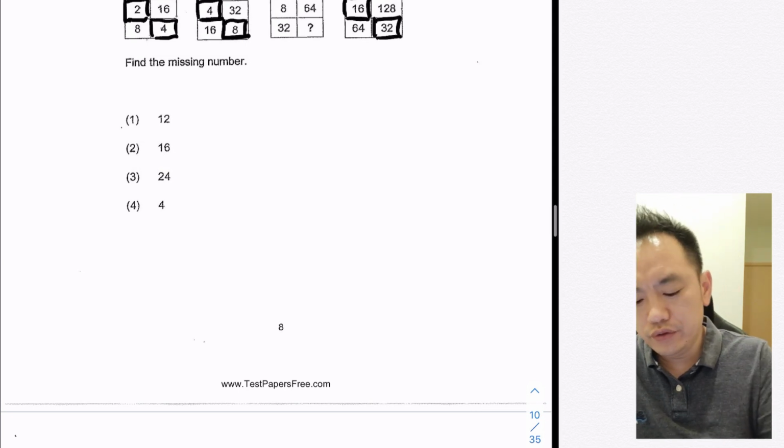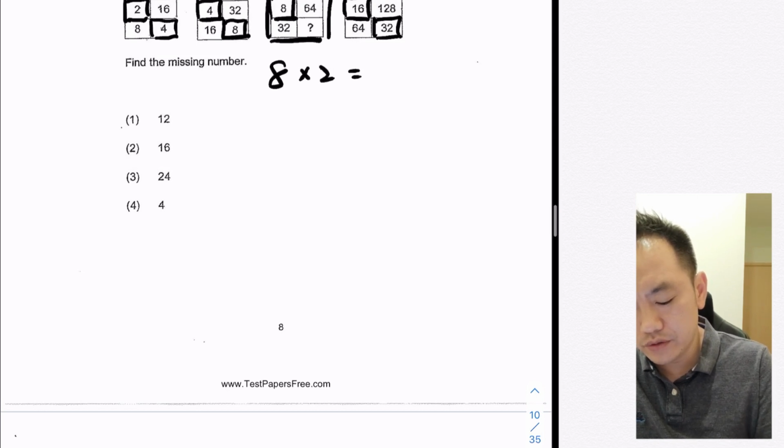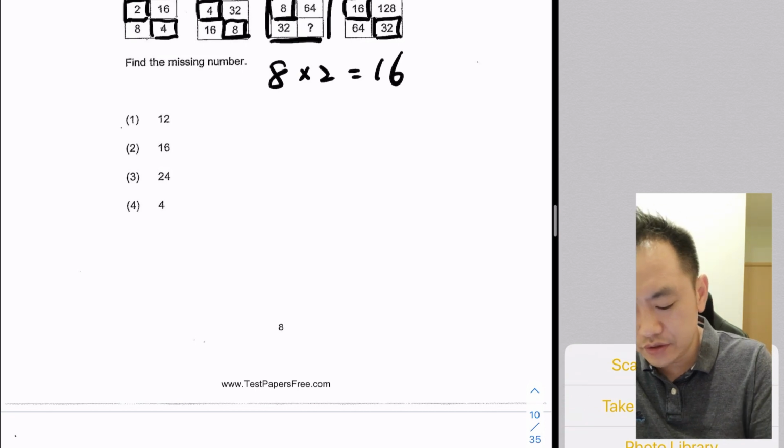Okay, so if you look into this block here, you can take the top left block, which is 8, then you times by 2 equal to 16. So the answer is 16.